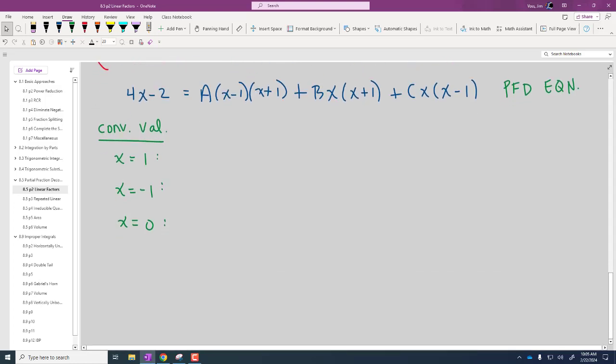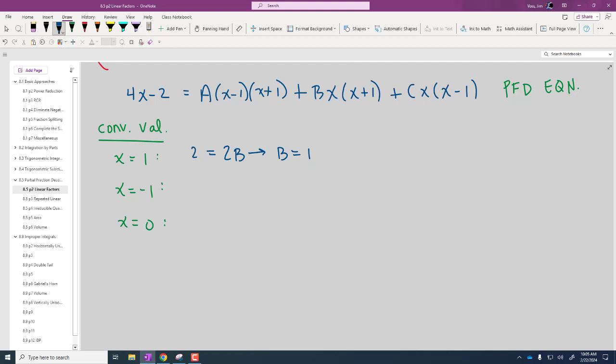So now we plug in 1 for every x that we see. On the left, when we plug in a 1, we're going to get 4 minus 2. 4 minus 2 is 2. On the right, when we plug in a 1, gone. 1 minus 1 is 0. Plug in a 1 over here, gone. 1 minus 1 is 0. The only term that generates a non-zero is the middle term. So plugging in a 1 will give us b multiplied by 2. So it gives us 2b. And that tells us that b is 1. So very quick.